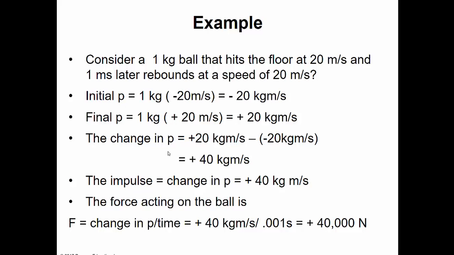The change in momentum would be the final minus the initial, positive 20 minus negative 20. So there would be a change of 40 units of momentum in the positive direction, because the force acting on it is upward. That's why it bounces up. The impulse is equivalent to the change, so it's also 40 kilogram meters per second, but the force is the rate at which the impulse occurs. 40 divided by 0.001 seconds gives us 40,000 newtons in the other direction.